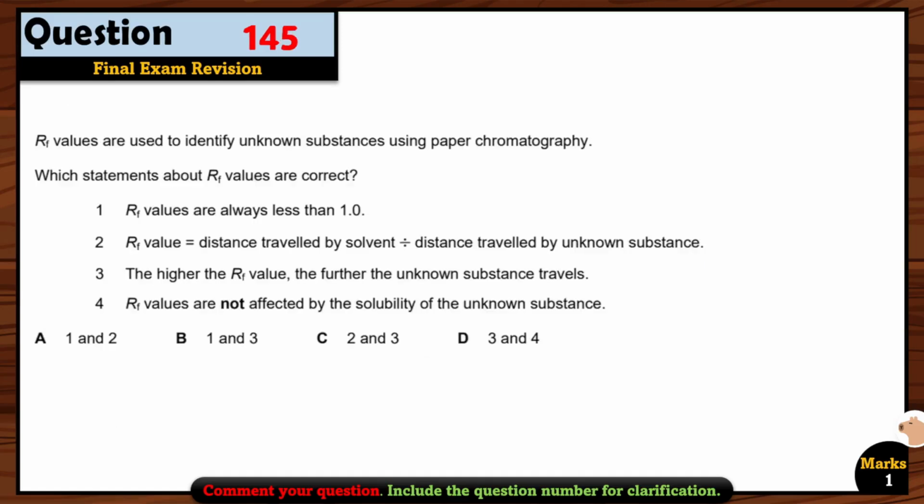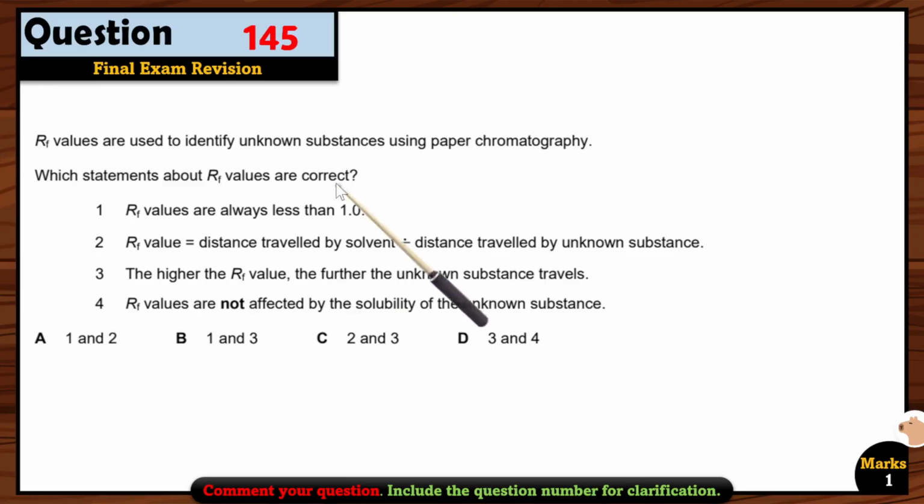Let's see another question. RF values are used to identify unknown substances using paper chromatography, and which statements about RF values are correct? First, RF values are always less than 1. Yes, that is the right option. RF values are always between 0 and 1. So if your answer for the RF value is more than 1, it means you have made some mistake in your calculation.